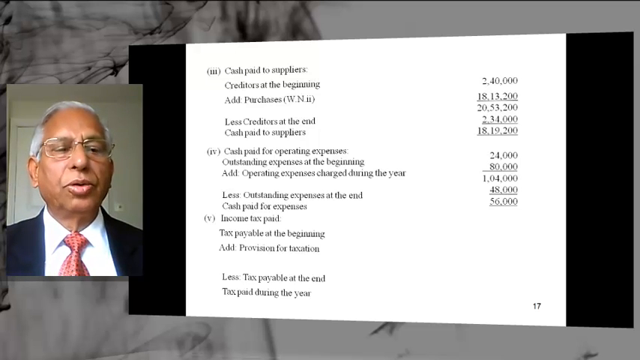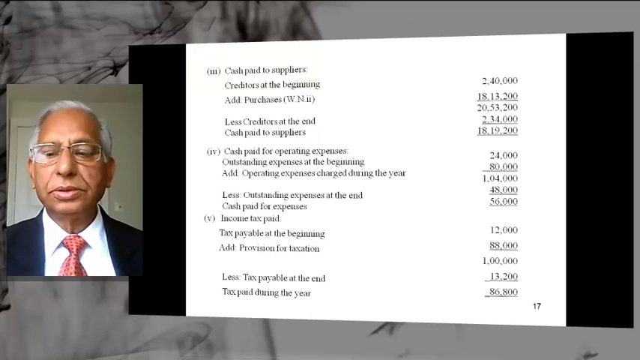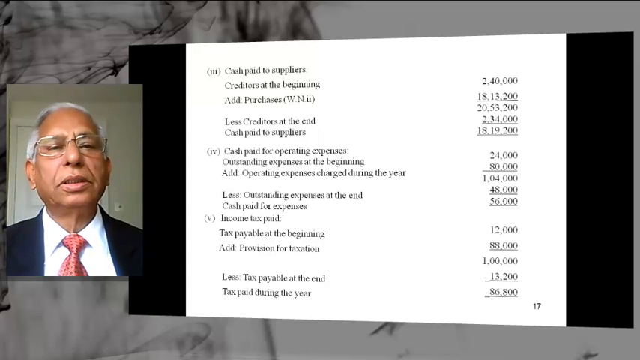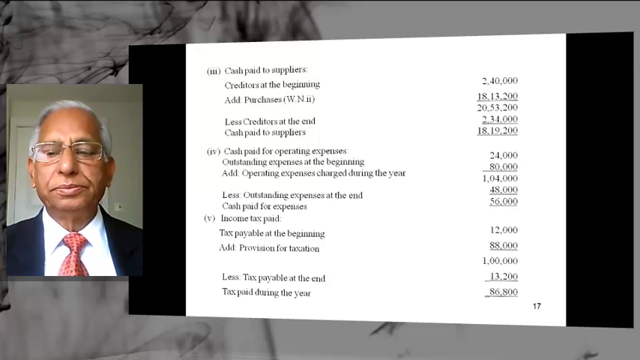Now working note 5, how much amount we paid for tax. Tax payable at the beginning, then we added provisions for taxation. Total we got. From this total we deduct tax payable at the end, and balancing figure comes 86,800. So these all are working notes which were part of cash from operations under direct method.